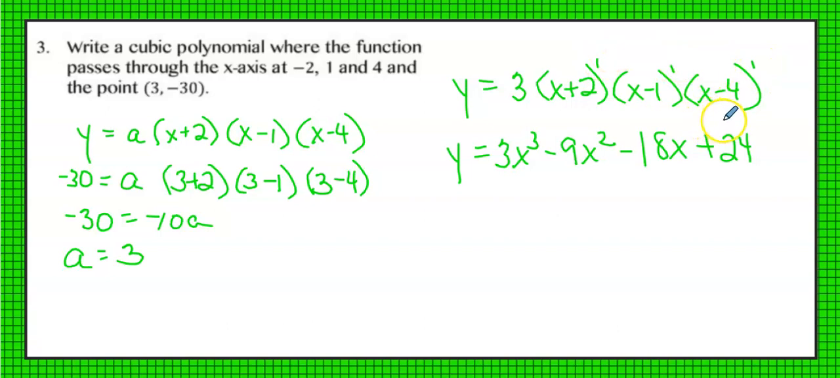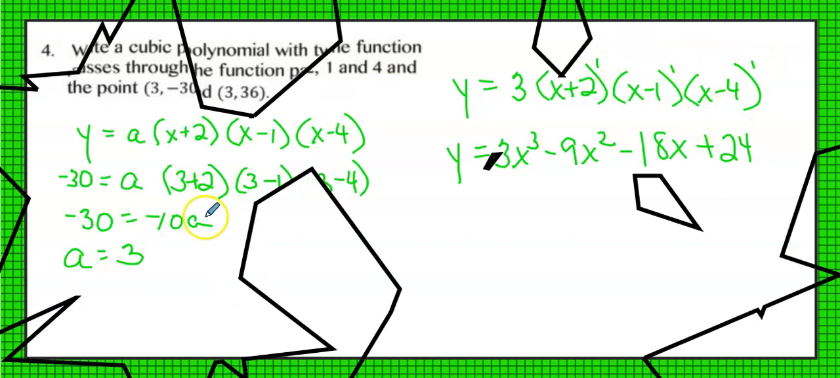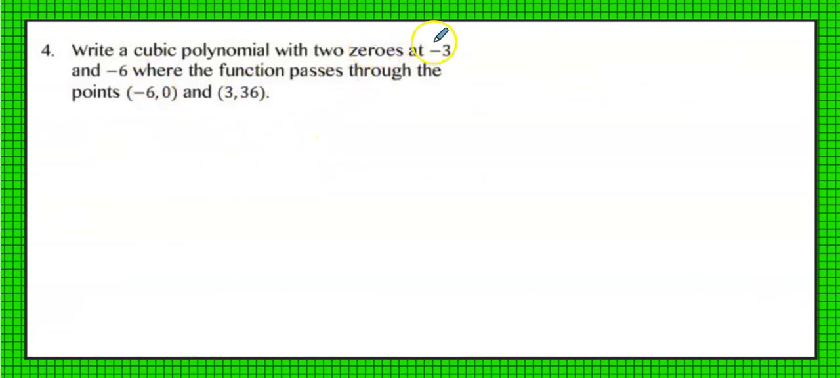So here we're asked for another cubic polynomial, has zeros at -3 and 6, passes through the points -6, 0, and 3, 36. So this right here is the point that we're going to use to find a. The fact that it says it passes through -6, 0, that tells me it passes here, so it has to bounce at the -3. So let's write it that way.